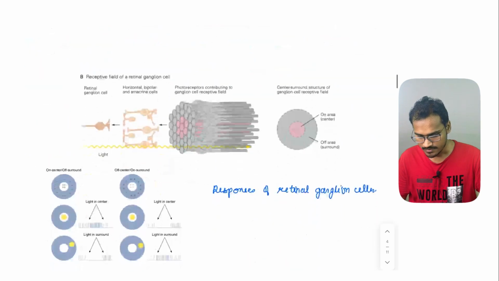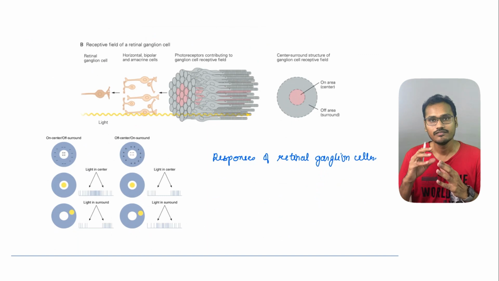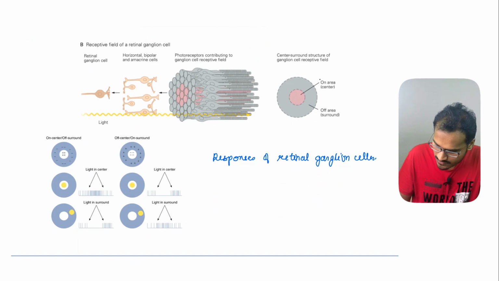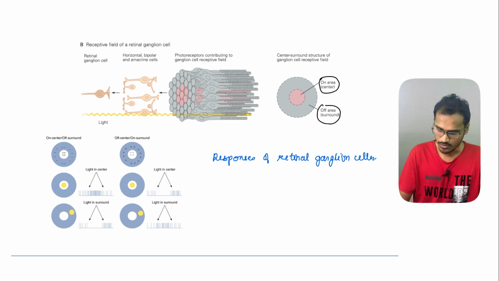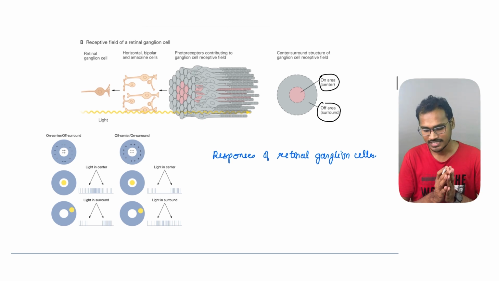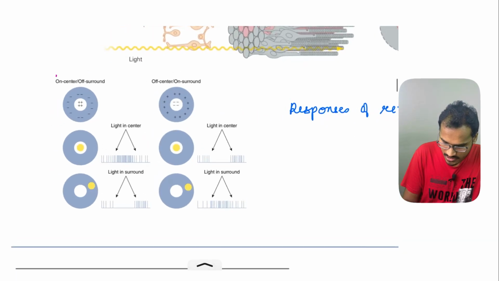Whenever the light falls in, there are different types of segments which will help us to enhance the image. For example, there are a group of centers which are called on area and off area, that is, on center and off surround. So don't get too distracted by these details. It is a very simple thing. Suppose we take the first one, the on center and off surround.